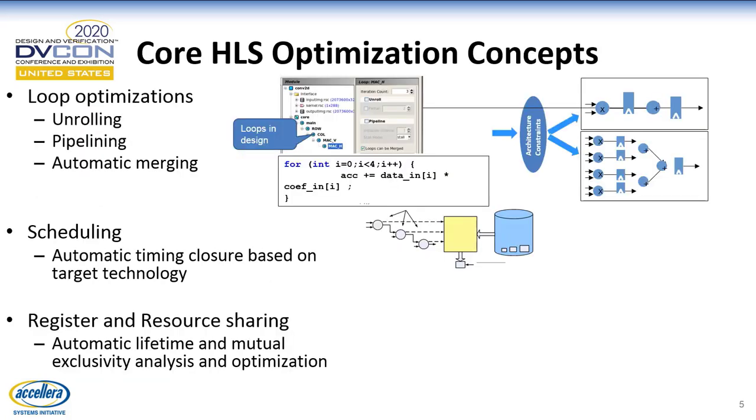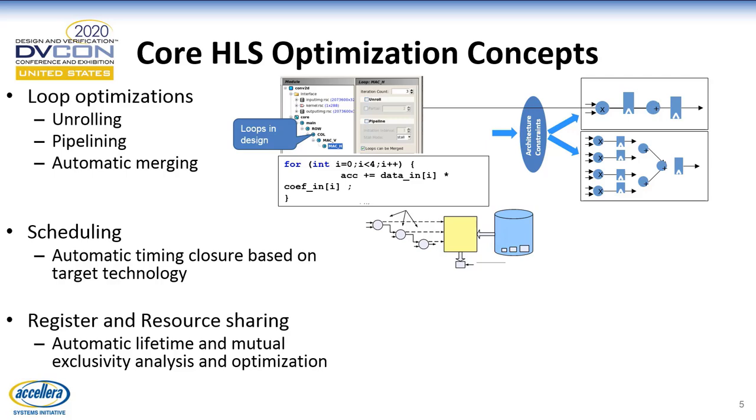There's a couple key things that the synthesis tools typically do. Some of the most important things are loop transformations. Basically, if you have a very simple design here, which is a multiply accumulate of 4 input numbers, where we take 4 input samples and 4 coefficients, and we do a multiply and then an accumulate operation across those 4.